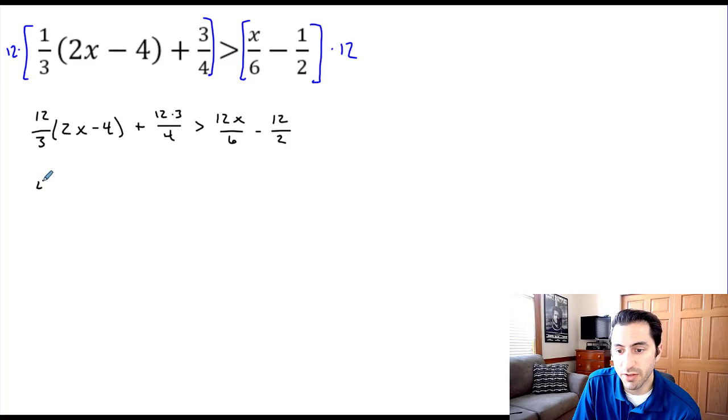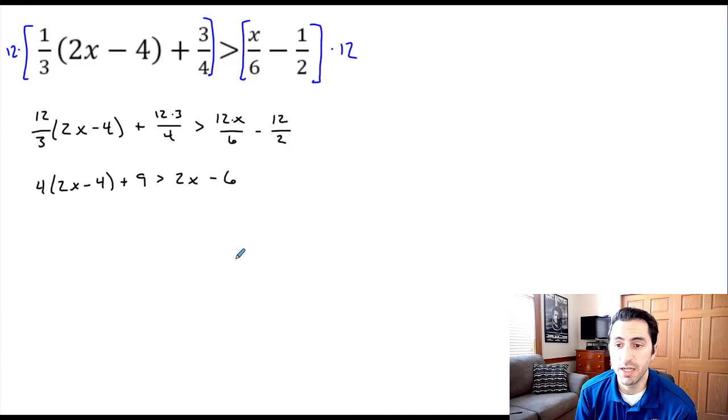12 over 3 simplifies to 4. Here, 12 times 3 divided by 4, I could do 12 divided by 4 is 3, and then 3 times 3 is 9. Or you could look at it as 12 times 3 is 36, divided by 4, you also get 9. So then this is greater than. Here we have 12 divided by 6 is going to be 2x, and then 12 over 2 is 6. So in one nice step, we were able to simplify all these fractions, and now we're left with a straightforward inequality. So let's finish this up.